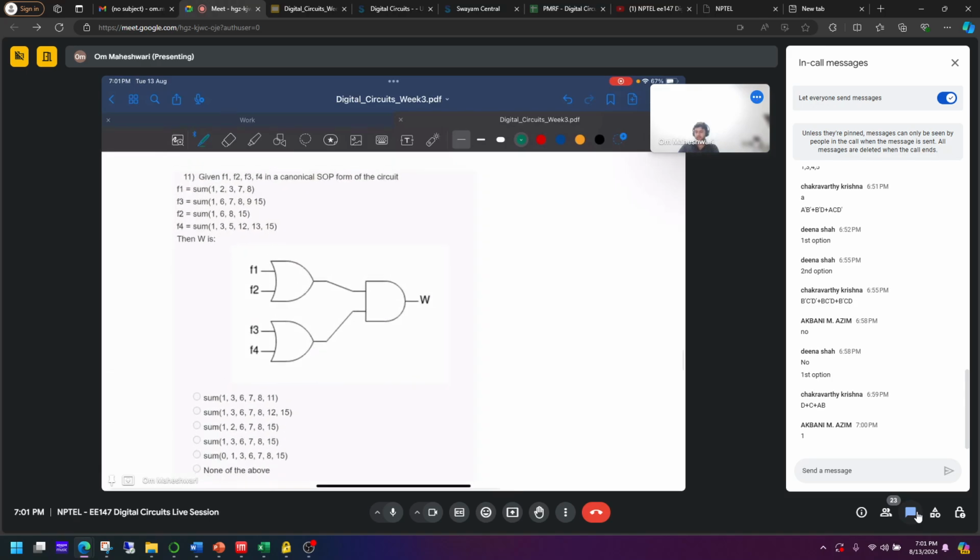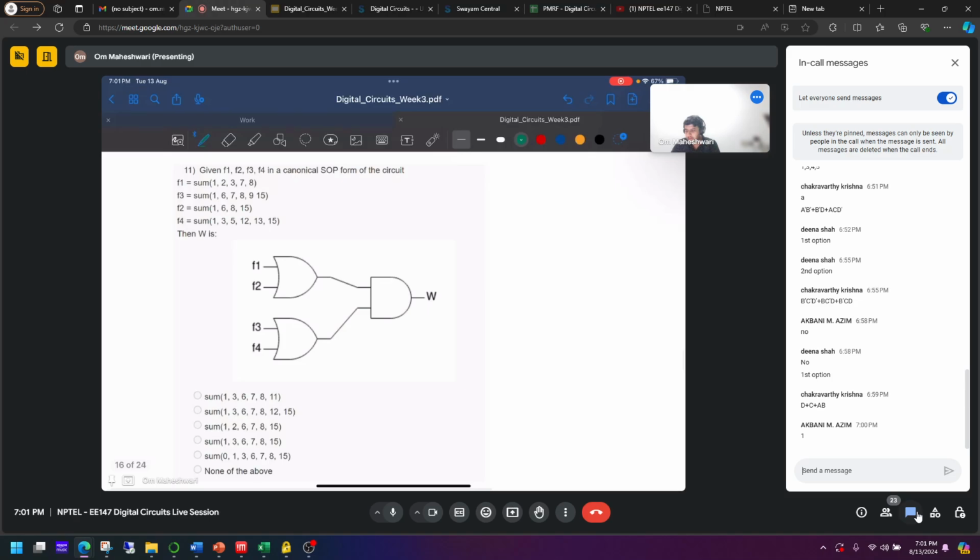Okay. So now we have an interesting question. Given F1, F2, F3, and F4 in canonical SOP form of the circuit, right? So then W is. You know what F1, F2, F3, and F4 are? You have to find the expression for W. Attempt this, then let us solve it.